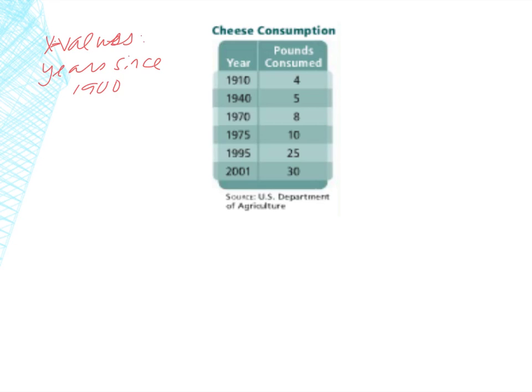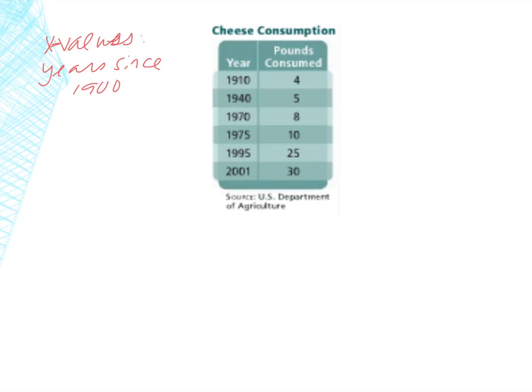So again, we're going to clear out this information. We're going to type in 10, 40, 70, 75, 95, and 101. For L2, we're going to put 4, 5, 8, 10, 25, and 30. It asks for us to use cubic regression.